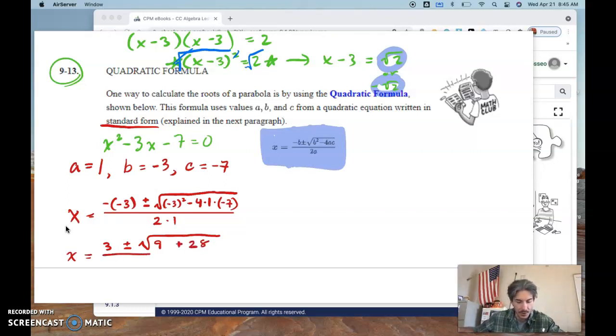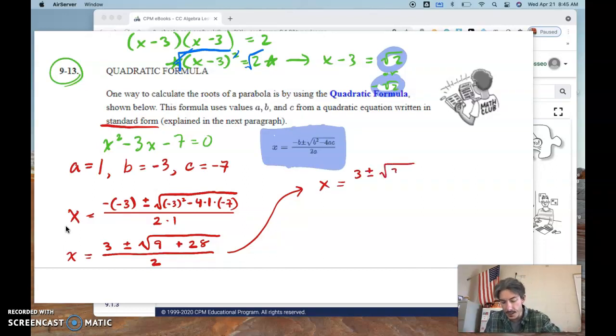And then this whole thing is divided by 2 times 1, which is 2. We are just about done. Believe it or not, I know it looks ugly, but we're just about done. I'm going to go ahead and drag it up here. X is equal to, again, let's keep our work organized, the square root of 9 and 28 makes the square root of 37 divided by 2.